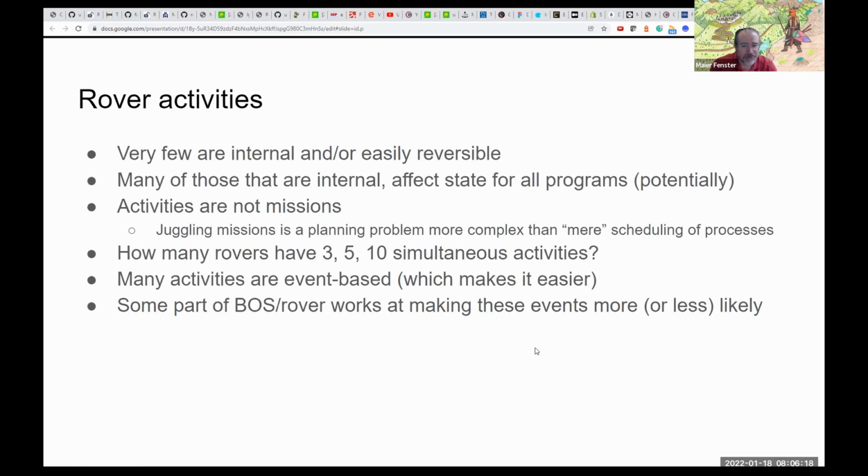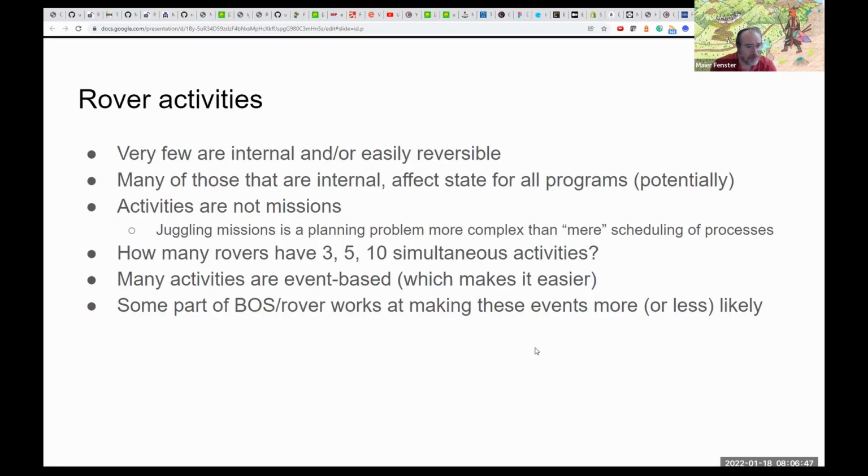So here are some thoughts about activities of a rover. First of all, very few activities, if any, are internal to the rover, and very few of them are easily reversible. Okay, when you have a computer program, you can save a state, you can go back. When you have a rover, if you took a step forward and you take a step back, you don't know where you're going to be.